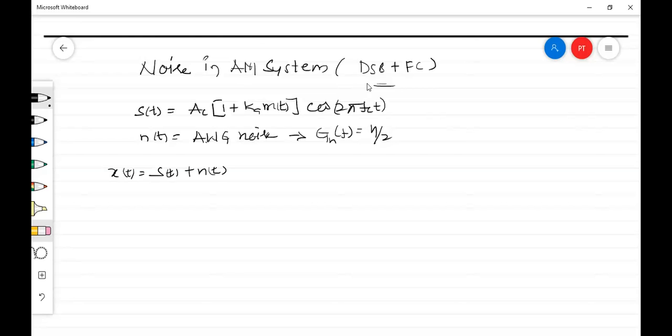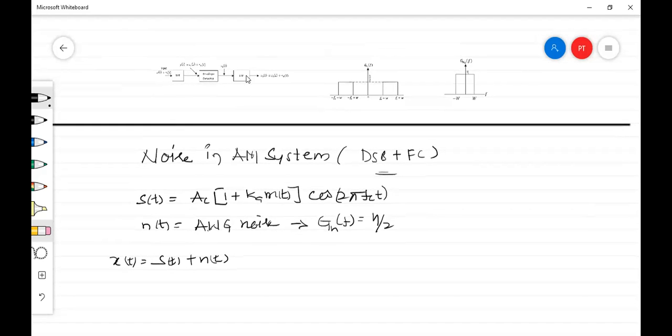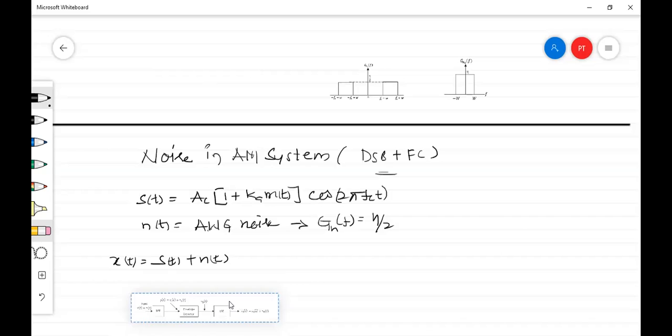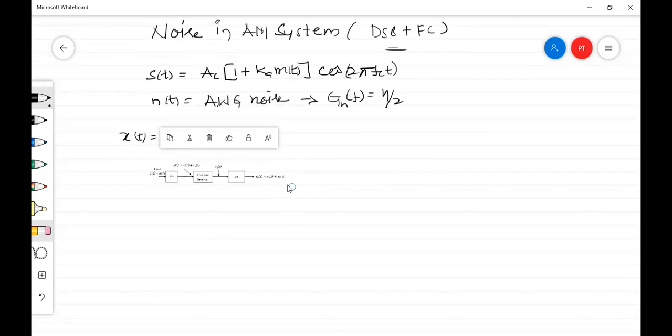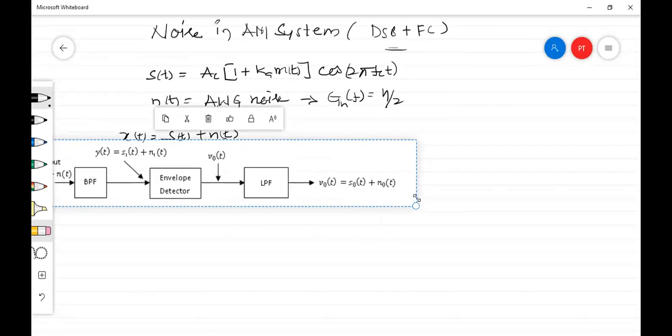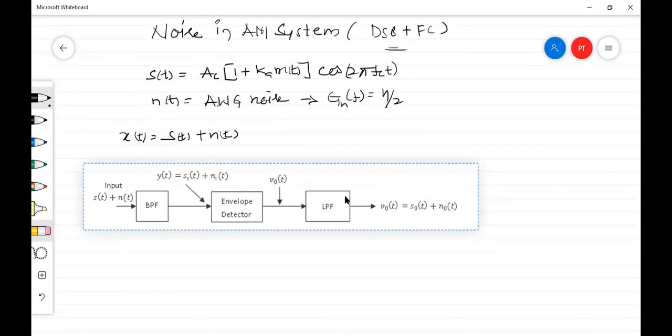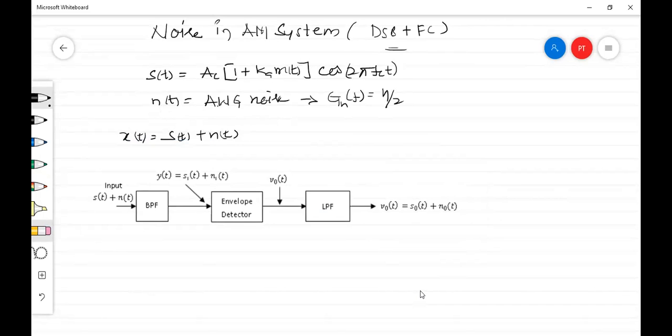But here the receiver is unlike a DSB-SC or SSB. Here the receiver is an AM receiver. Okay, the most prominently used AM receiver is the envelope detector, isn't it? Now let me show the envelope detector. So this is the envelope detector. Okay, that means the receiver with envelope detector.